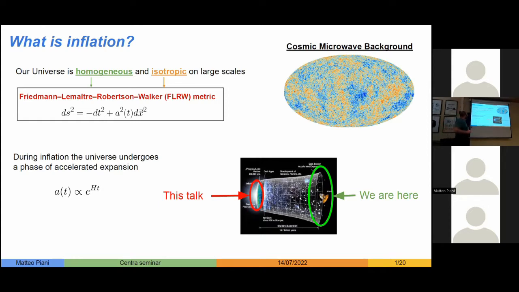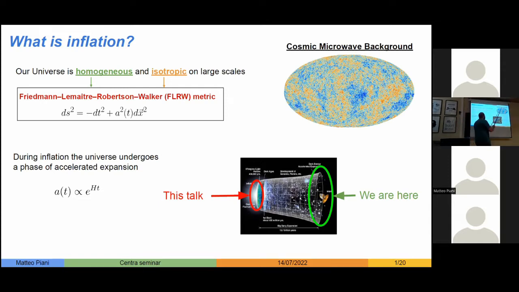Why do we need inflation? Well, we have observations that our universe is homogeneous and isotropic on large scales. And indeed, we describe it with the Friedmann-Lemaître-Robertson-Walker metric, which describes an isotropic scenario. The natural question could also be why.